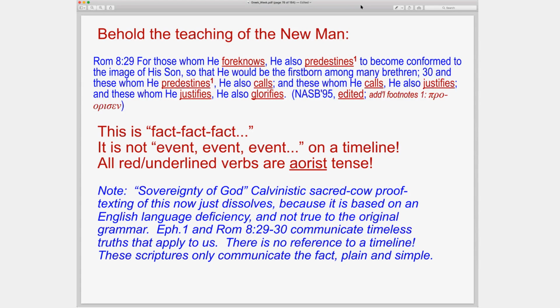Okay? So now, as I mentioned down in the bottom paragraph, the sovereignty of God, Calvinistic sacred cow proof text of this just dissolves, because it's based upon an English language deficiency and not true to the original grammar. Ephesians 1 and Romans 8:29-30 communicate timeless truths that apply to us. There is no reference to a timeline. These scriptures only communicate the fact, plain and simple. Aorist tense is fact, plain and simple.